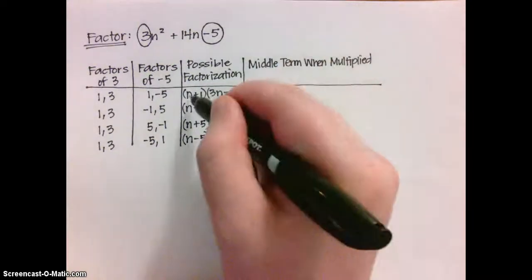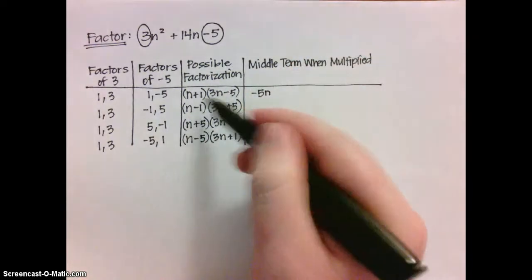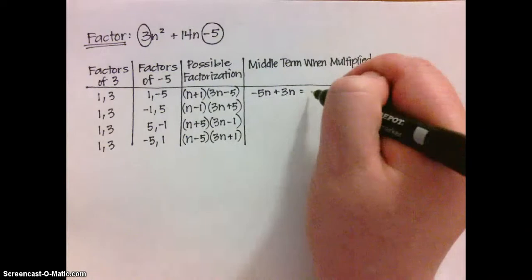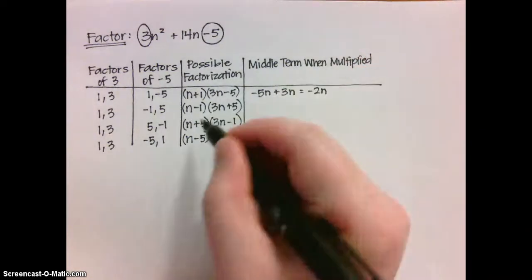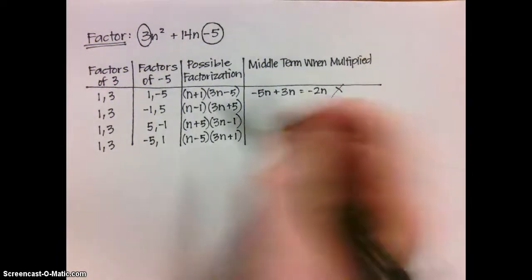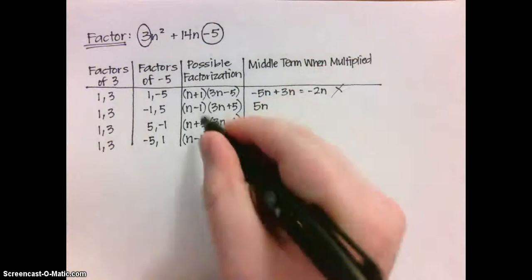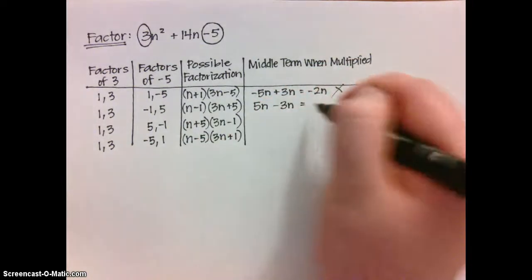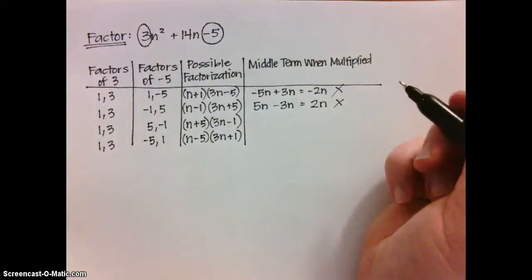So here we go. N times -5 is -5n. The inside, 1 times 3n, is plus 3n. -5n plus 3n is -2n. All right? Now let's try the second one, because that is not what we want. We want positive 14n. So here we go. N times 5 is positive 5n. -1 times 3n is -3n. 5n minus 3n is 2n. Again, that's not what I'm looking for.